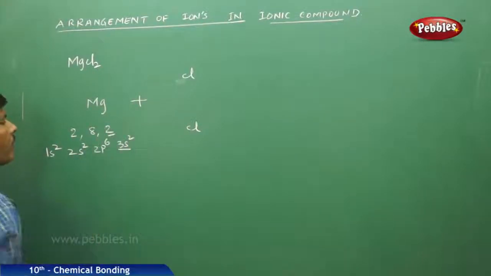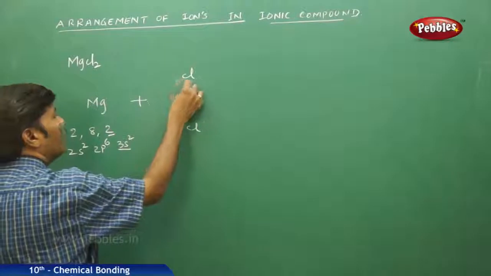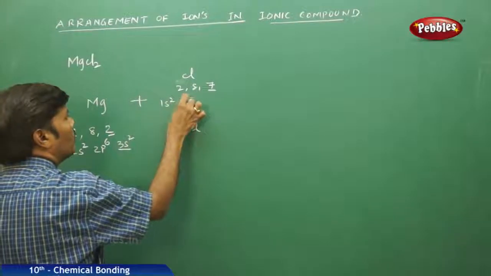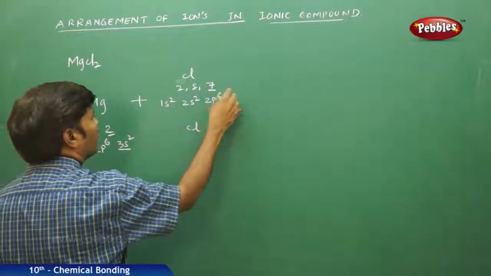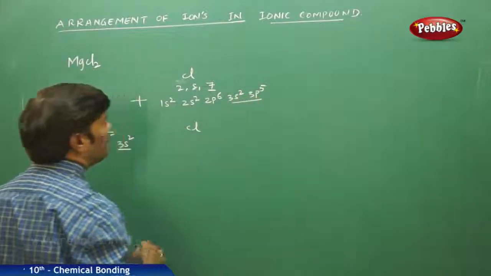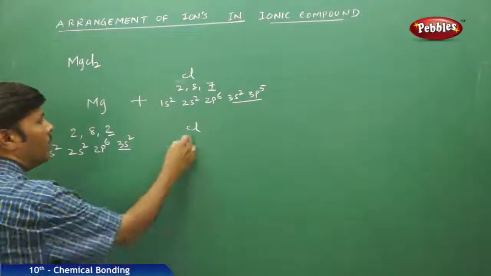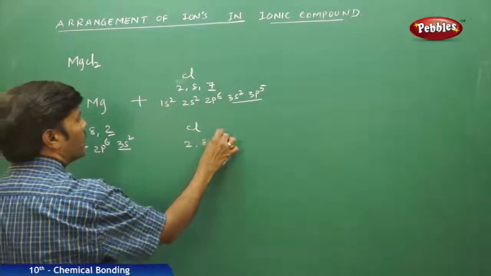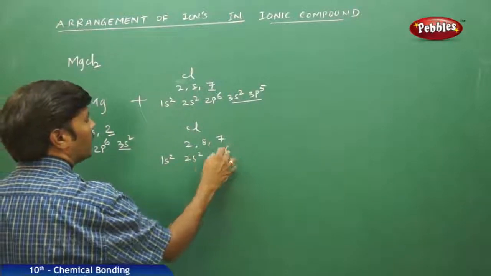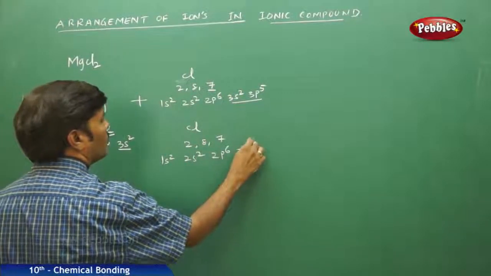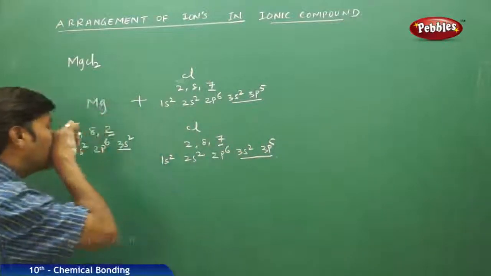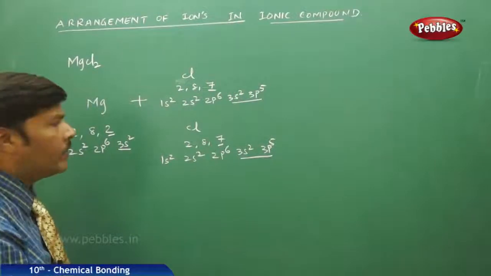These are the valence electrons of magnesium. If you go for chlorine, this is 2, 8, 7. 7 are the valence electrons. So 1s2, 2s2, 2p6, 3s2, 3p5. So 3s2 and 3p5 are the valence electrons of the first chlorine, and again the second chlorine is 2, 8, 7, again 1s2, 2s2, 2p6, 3s2 and 3p5. You can see that the second chlorine atom also has 7 valence electrons.